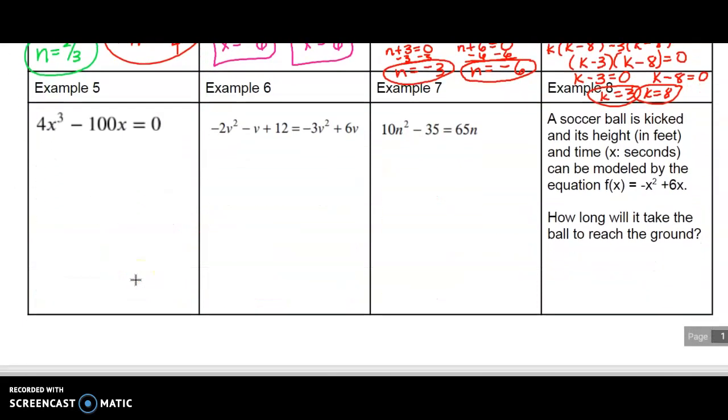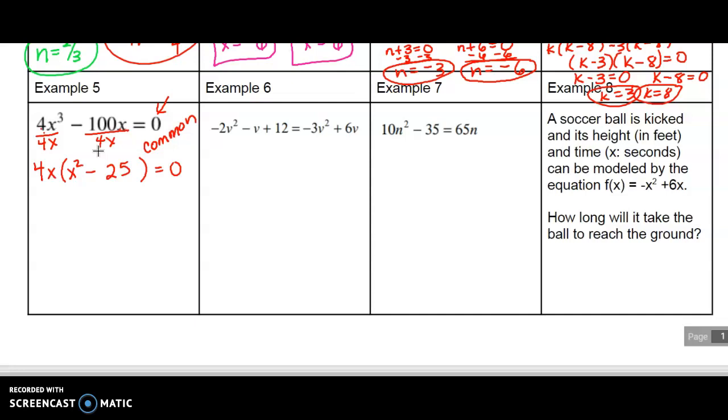Okay, let's look at example 5. I have my equals 0, so that's good. I've got two terms, but they're not perfect squares. So remember, we always want to also look at common factoring first. So these two terms both divide by 4 and they have an x in common. So that's what we want to divide both of them by. So I'm left with x squared and then minus 25.